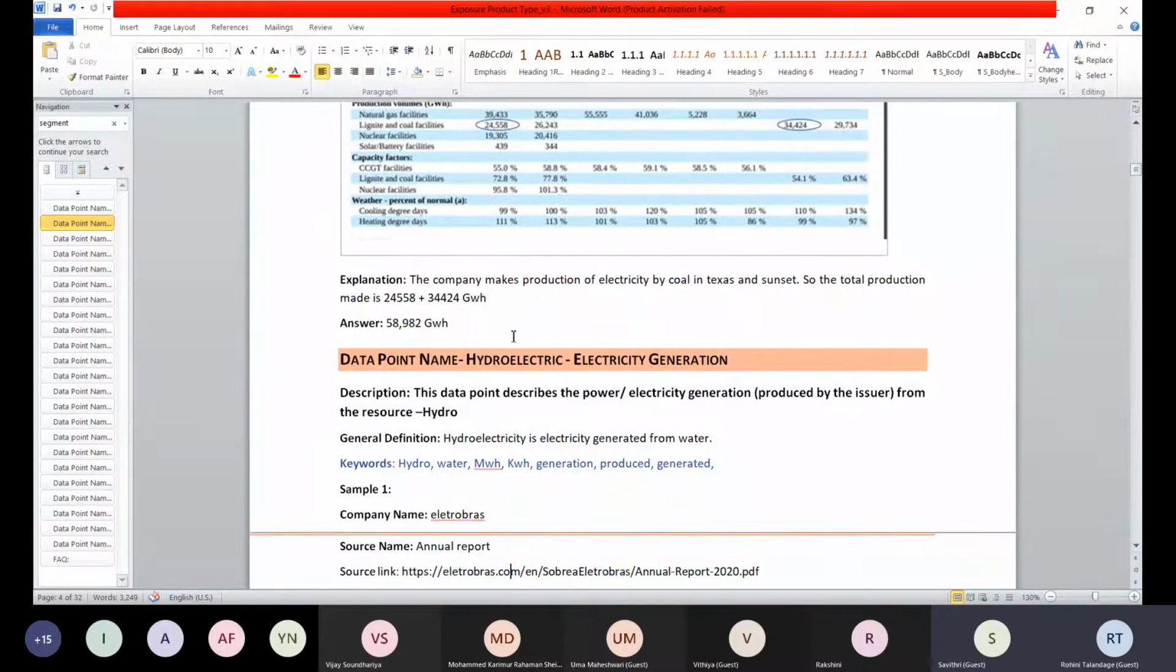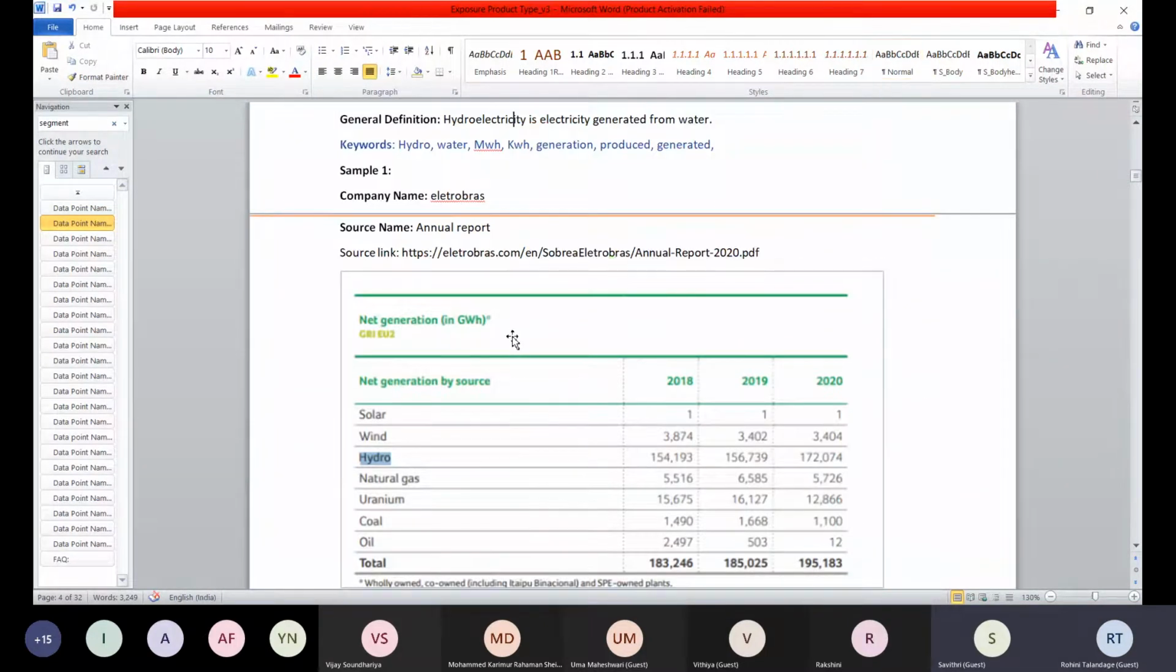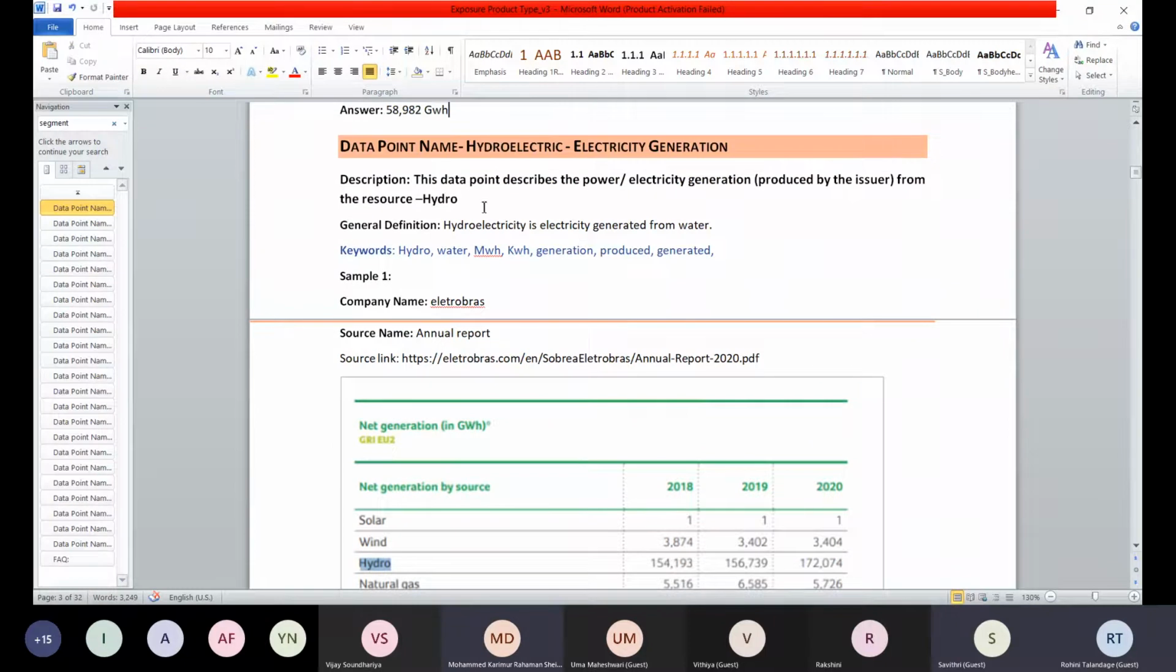The next is hydroelectric electricity generation. This is the same data you are going to check, but here you are going to check whether the source they have used is hydro or not. Hydro is nothing but water.